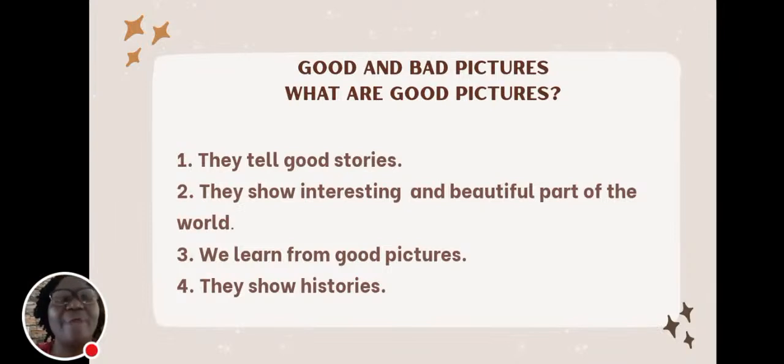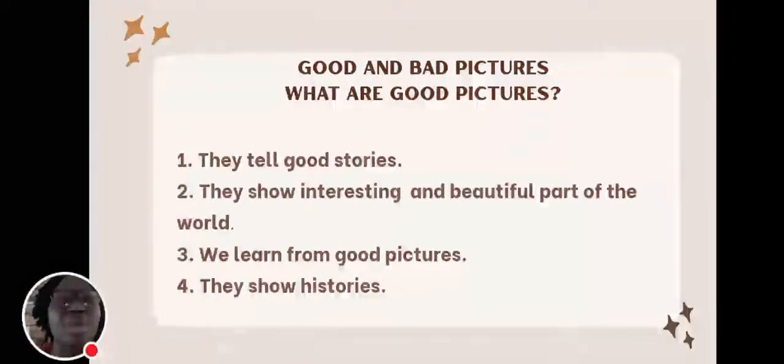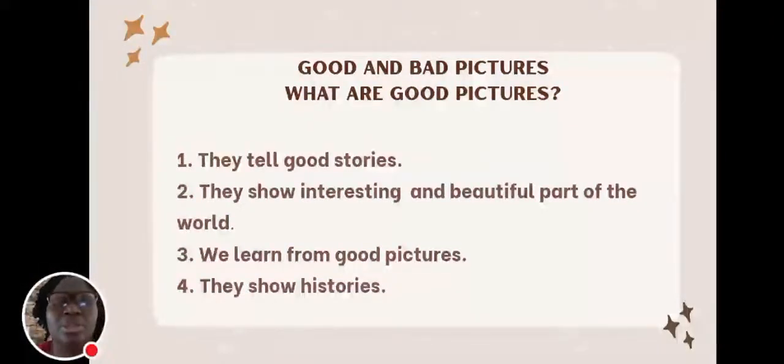But pictures, we have different types of pictures. We have good and bad pictures. We have what? Good and bad pictures. Now, let me describe what good pictures are to you. Number one, good pictures tell us good stories. You understand? Story of what has happened in the past.